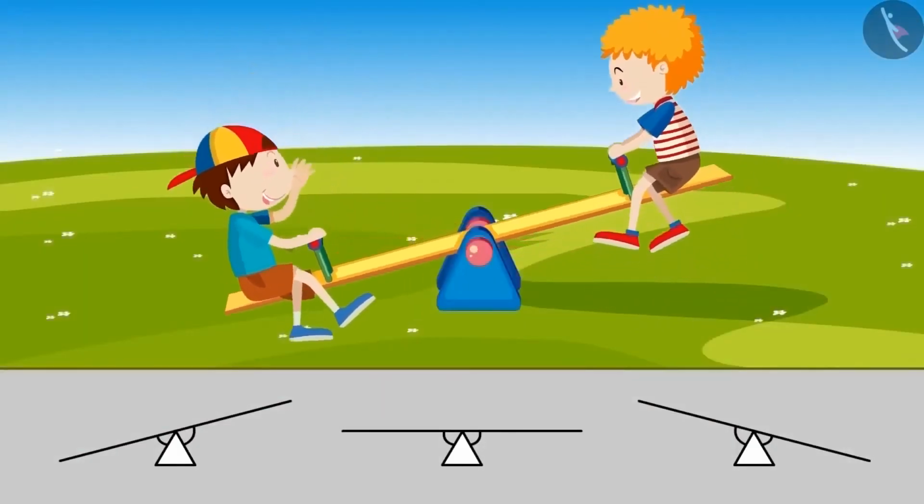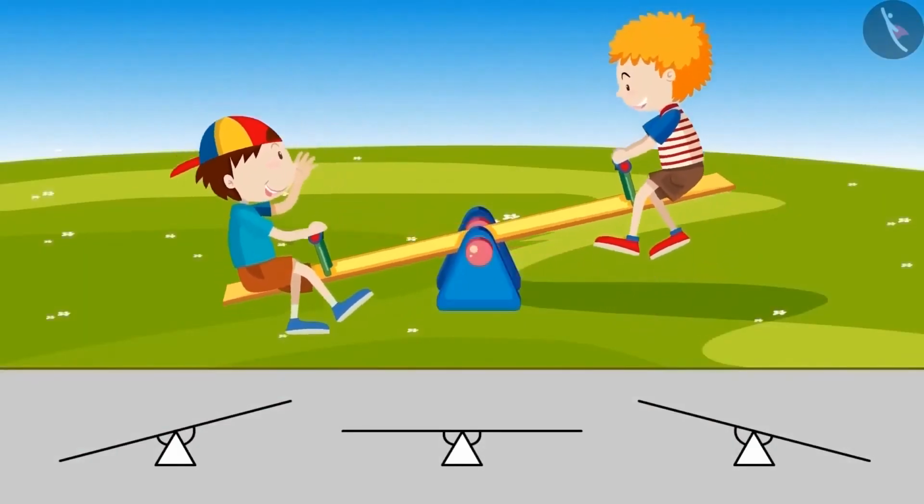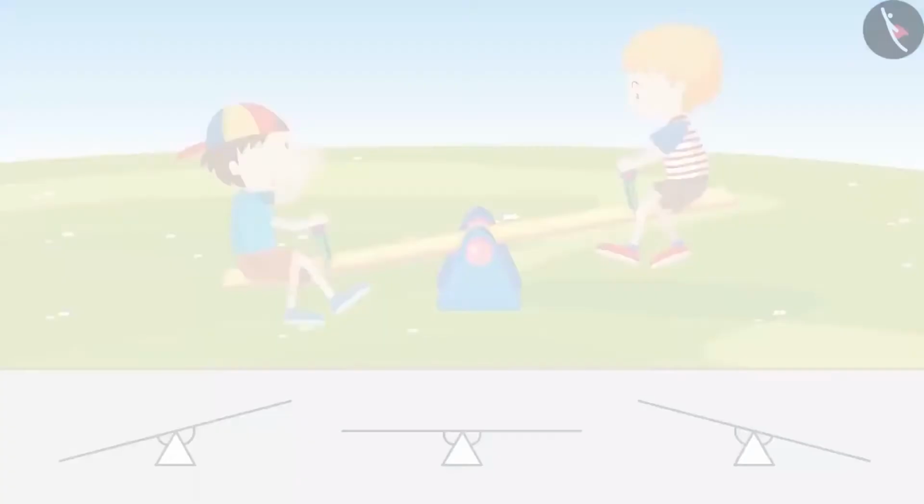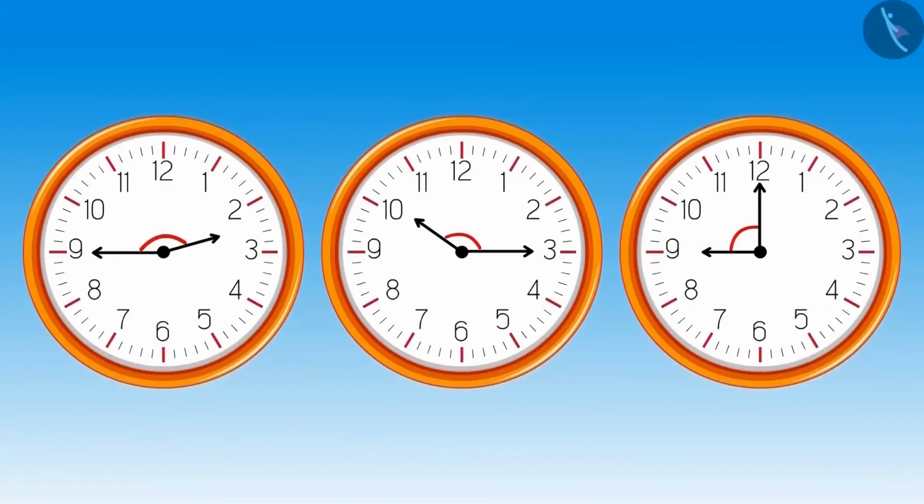Do you observe that there are different angles in objects around us? For example, this swing, the hands of a clock also makes different angles at different times of the day.